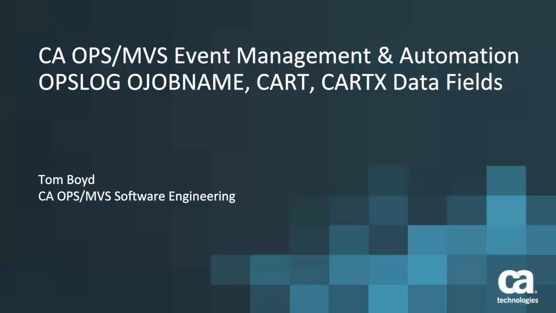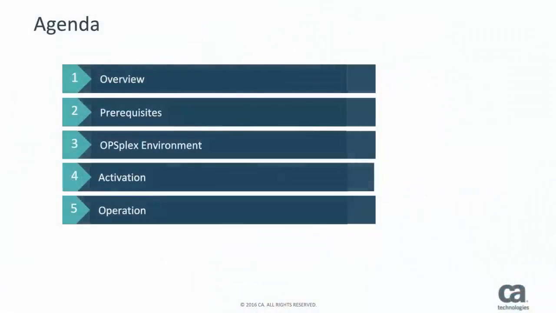In this video, I will be discussing the new OPSLOG OJOBNAME, CART, and CARTX data display fields that became available with the CA Ops MVS release 12.3. Today's agenda will feature an overview of this enhancement, along with all prerequisites needed to use it, activation requirements, and other operational aspects, then demonstrate the use of this functionality.